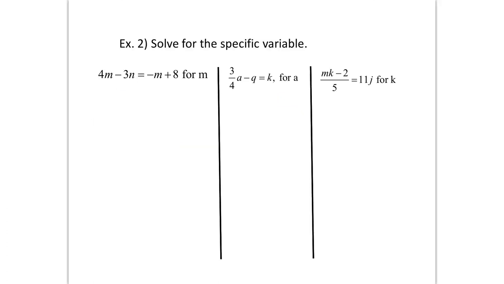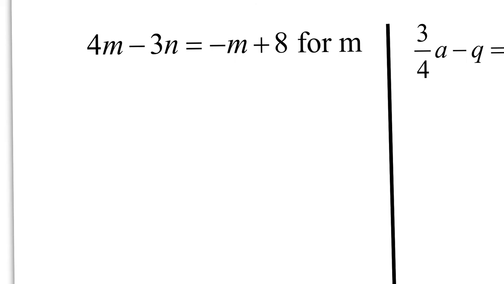So let's try a few more here. We want to solve for a specific variable. So let's look at the one on the left side. And we do have variables on each side of the equation. We want to solve for m. Notice that we do have a 4m on this side and minus m on the other side. In the equation, we do have a minus 3n and a plus 8 right here.